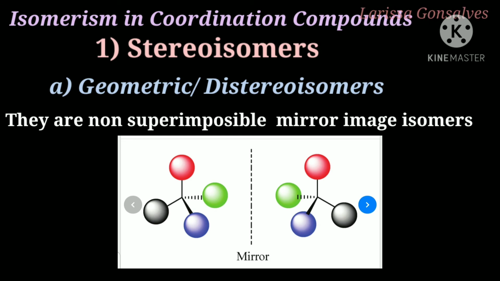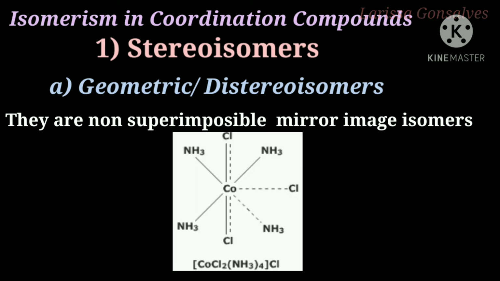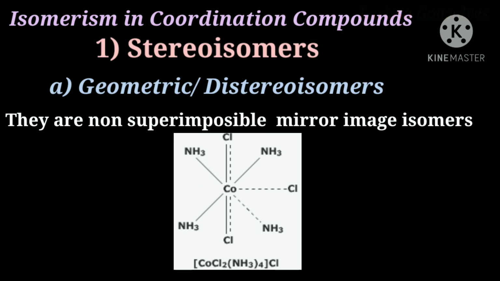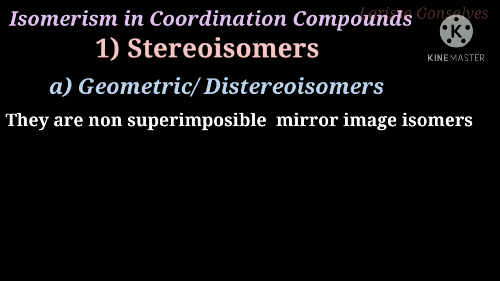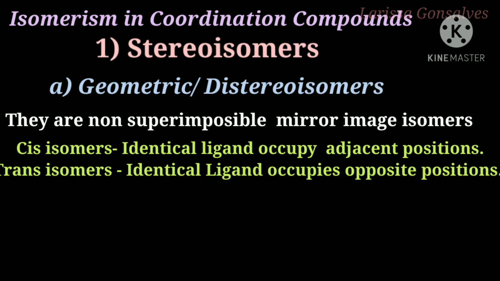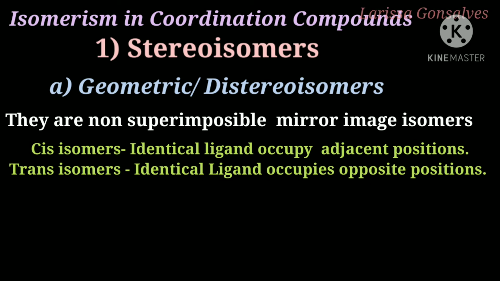Now, geometric isomers are possible only in heteroleptic complexes. Heteroleptic complexes means different ligands are present in the complex. In these isomers, there are cis and trans types of arrangements of ligands. Now, what is the meaning of the word cis isomers?